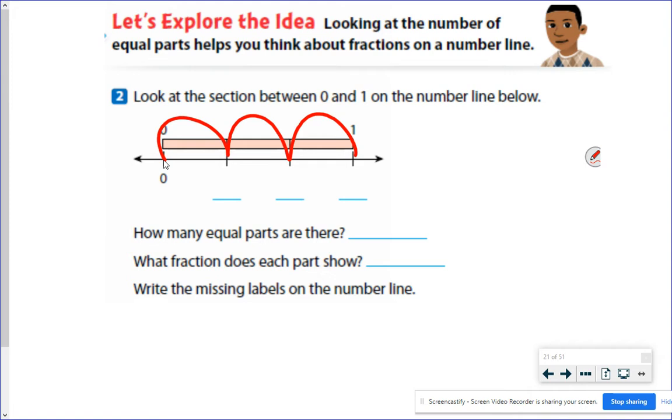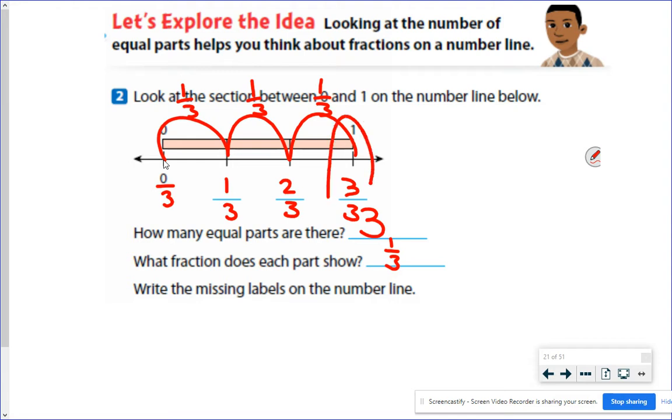How many equal parts are there? There's 3. What fraction does each part show? It shows 1/3. So I could come back up here and say that each part is 1/3. And if we write in the missing labels on the number line, when you're at 0, that's 0/3, 1/3, 2/3, and 3/3 is where 1 is located.